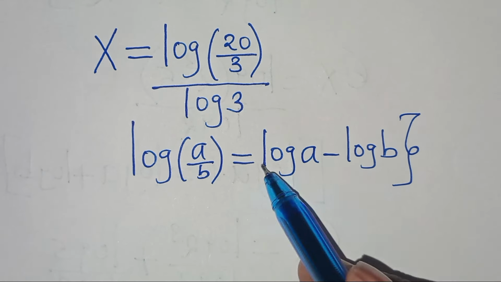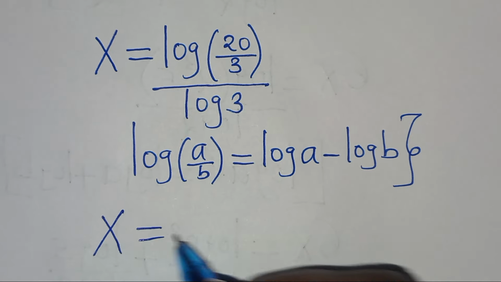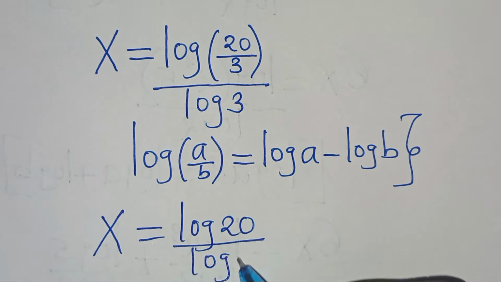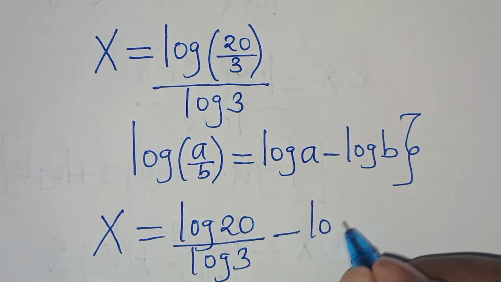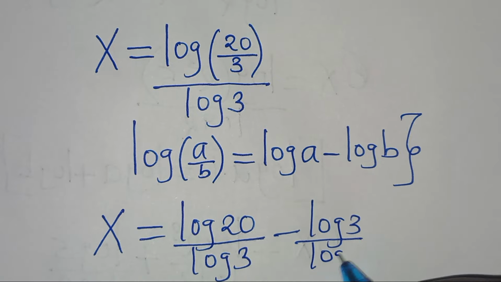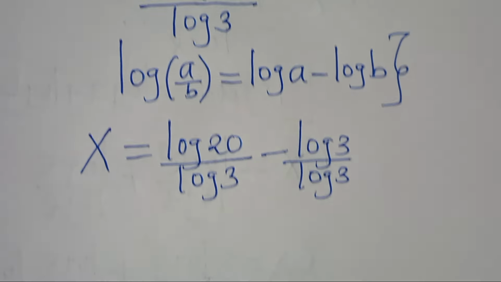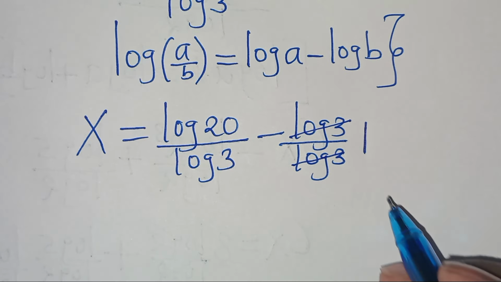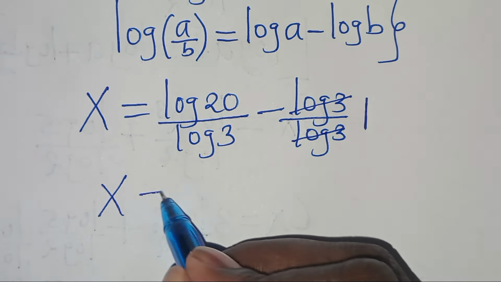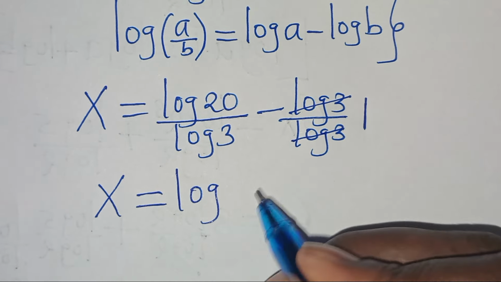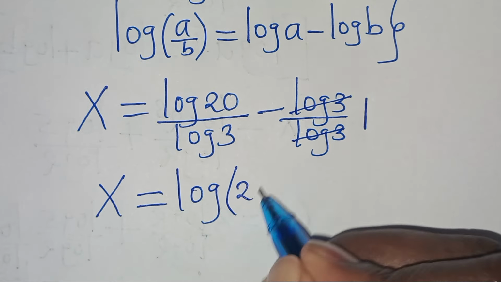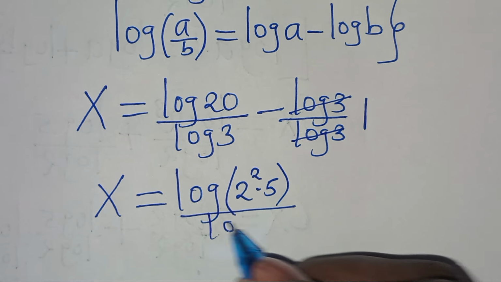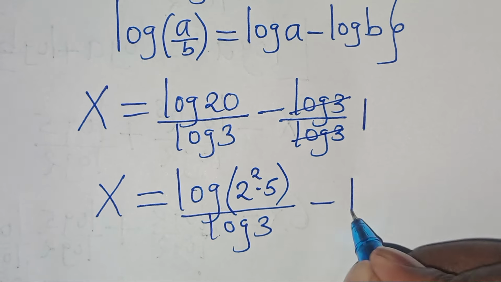Now applying this logarithm property, we have that x is equal to log 20 divided by log 3, subtract log 3 divided by log 3. So log 3 and log 3 here simplify, so this is 1, so that we have x is equal to log 20, which is log of 2^2 times 5, divided by log 3, then subtract 1.